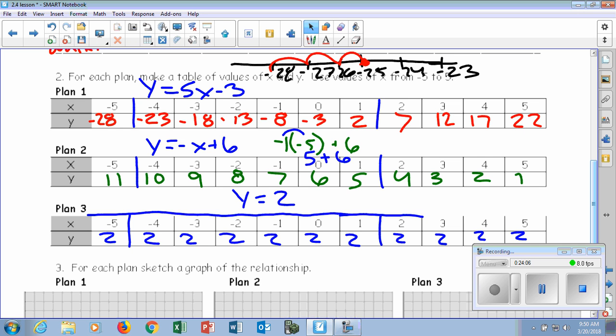Any questions? Okay, so if I go to our book and go to our 2.4, let me find it in the book. What page is it on? 2.4 in the book.